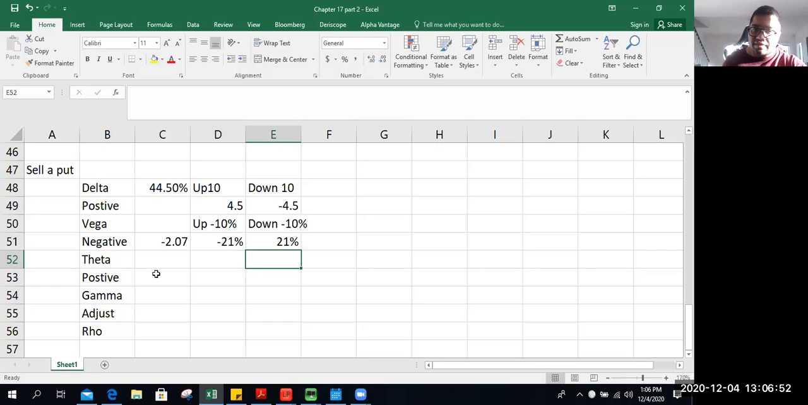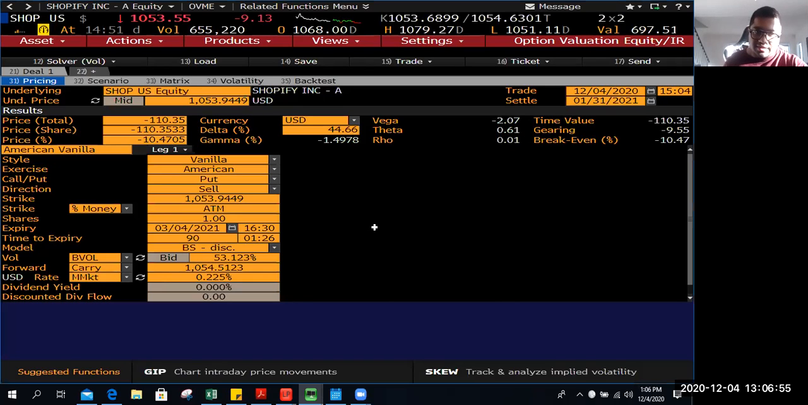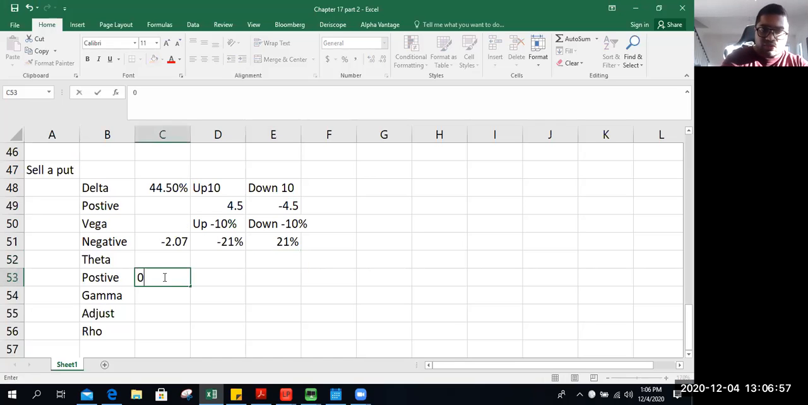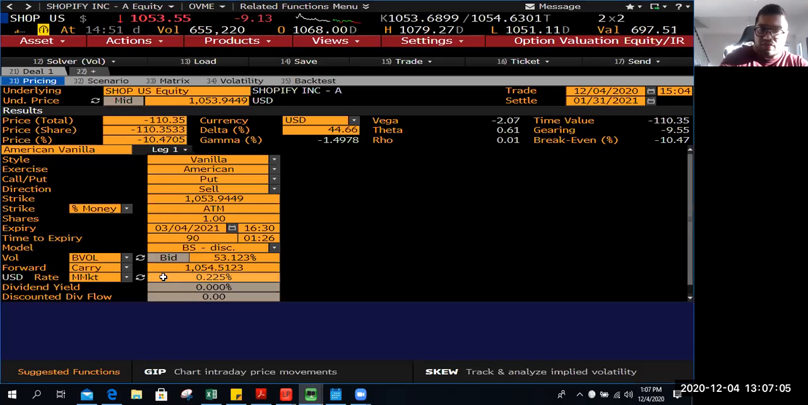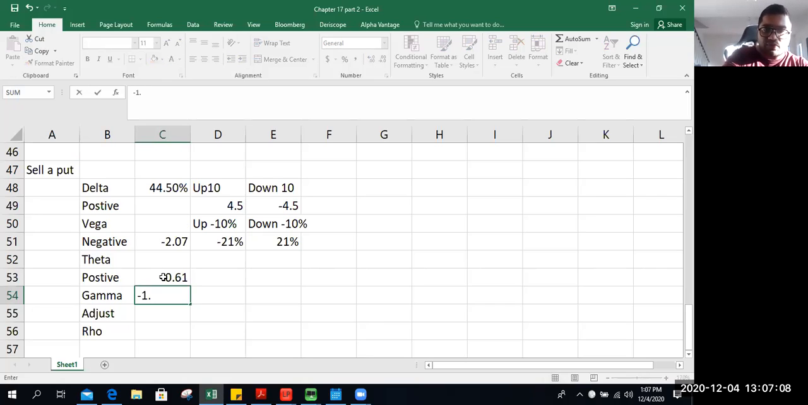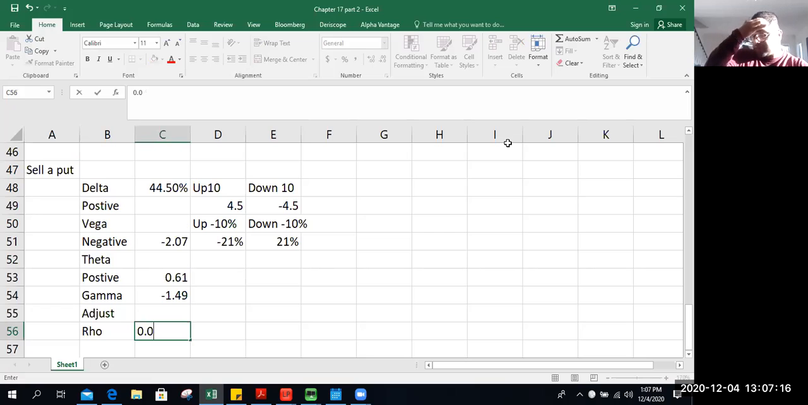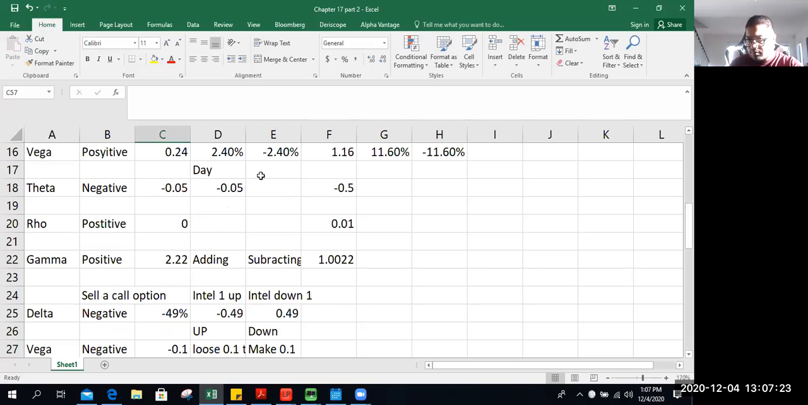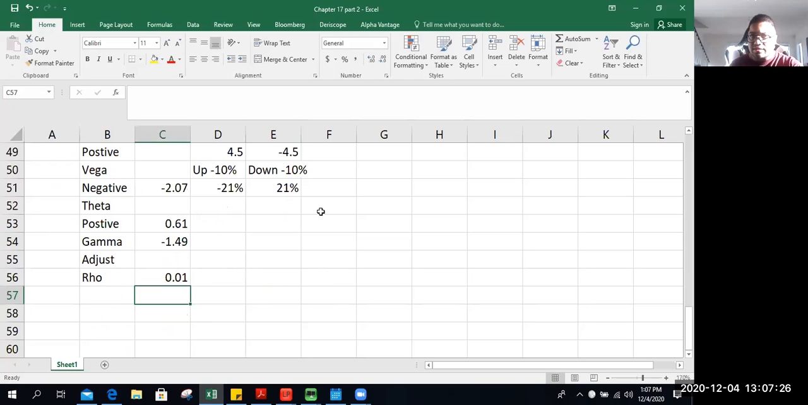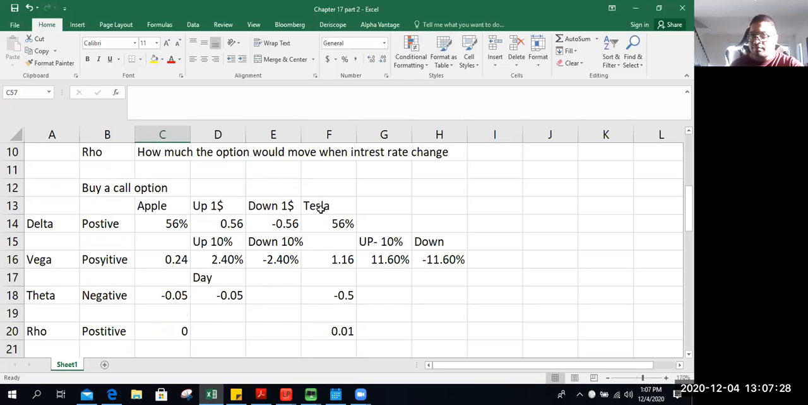Theta is positive. So how much is theta? 61 cents. So each day that passes, you're going to pocket 61 cents. Gamma is the adjustment that you have to make. It's negative 4.1.49. And rho is interest rate sensitivity. It is 0.01. So if interest rate moves up, the options will change, and if it moves down, options will change. Okay. So these are the Greeks when you sell a put.